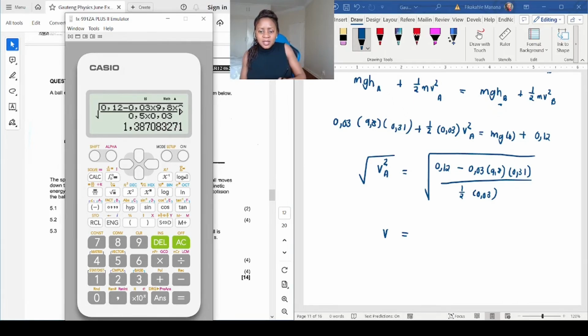Okay, so now we see that we have a velocity of 1.387, so we can just say 1.39 meters per second.